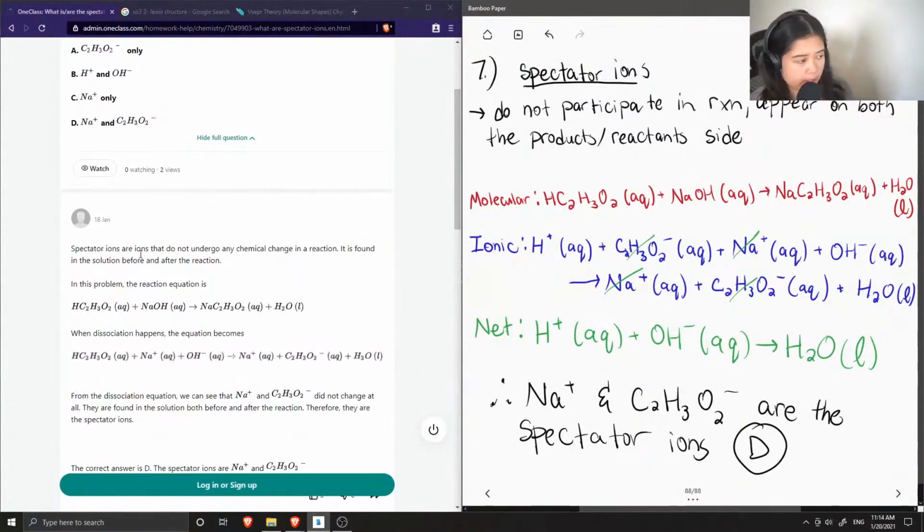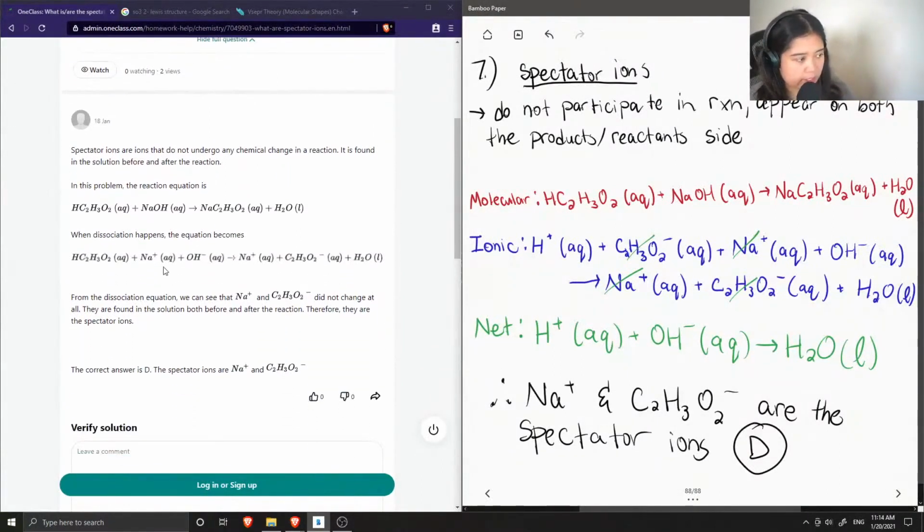And the junior tutor said that spectator ions are ions that do not undergo any chemical change in a reaction. It is found in the solution before and after the reaction. This problem, the reaction equation is the following. And when dissociation happens, the equation becomes the following.